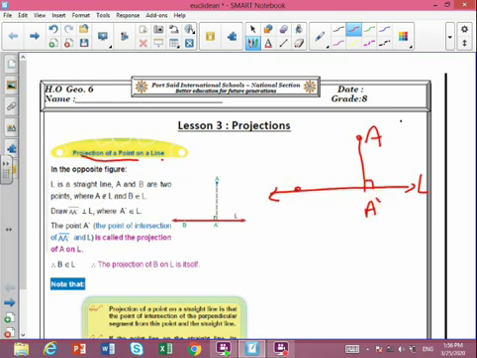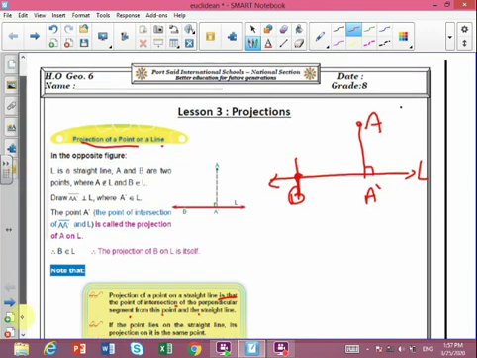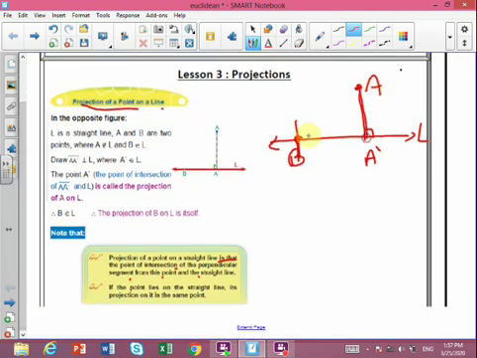If I have point B on the line, where is its projection on the same line? I want to drop it perpendicular. B is on the line, so it will be B itself. It will not go up and not go down, because the perpendicular is the same point. So the projection of a point on a straight line is the point of intersection of the perpendicular segment from this point and the straight line. If the point lies on the straight line itself, the projection is the same point.